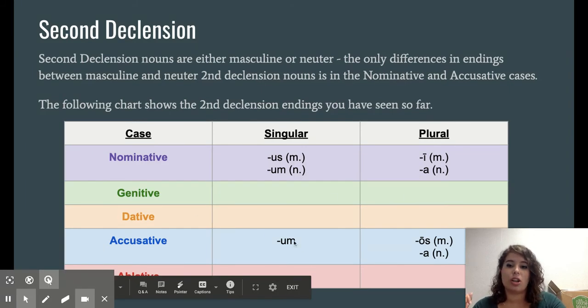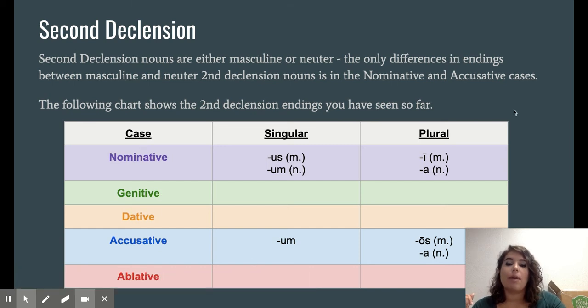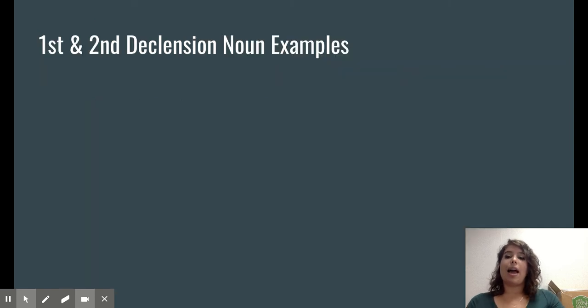Again, copy this chart down. We'll get the other cases filled in eventually. And again, for genitive, dative, and ablative, they're going to be the same for masculine and neuter, which is really nice. All right, let's see some actual examples of nouns with these endings.